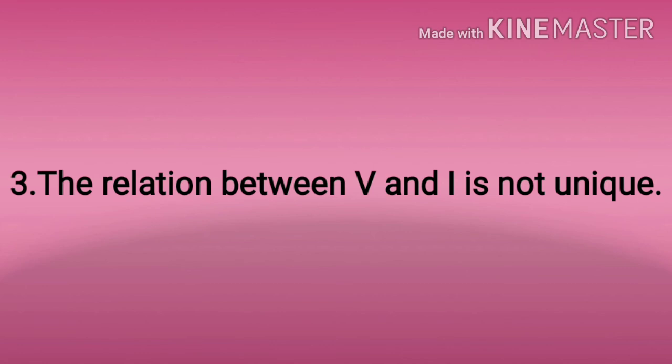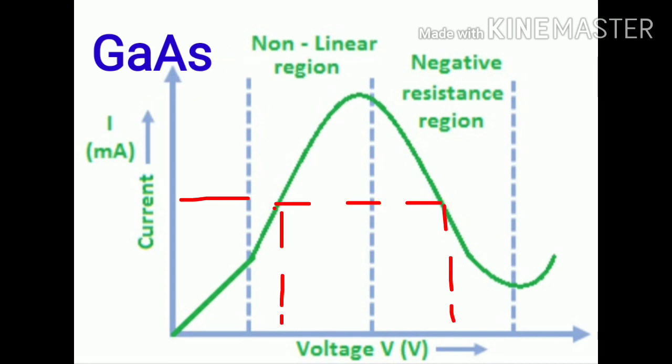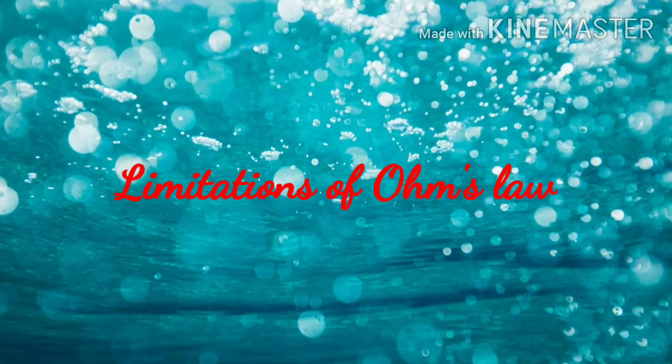Now we can see the third limitation of Ohm's law, that is, the relation between voltage and current is not unique. That is, there is more than one value of voltage for the same current. Here you can see a graph of gallium arsenide. Children, in the graph you can see for a current how many values of voltage there are. There are two values of voltage. So that means voltage and current relation is not unique in gallium arsenide. So these are the three main limitations of Ohm's law.